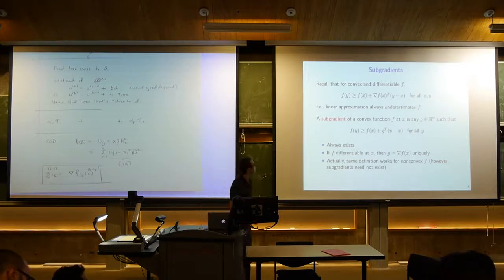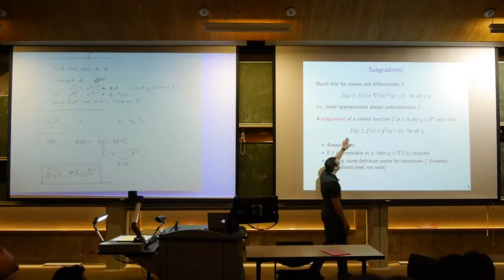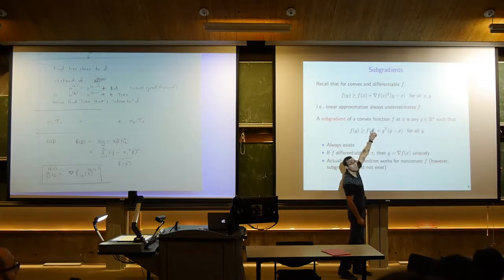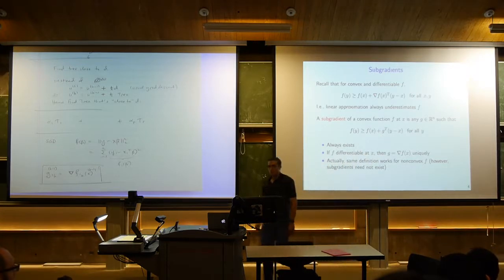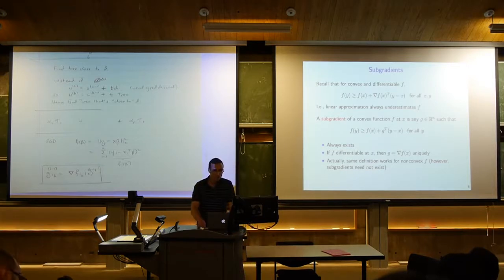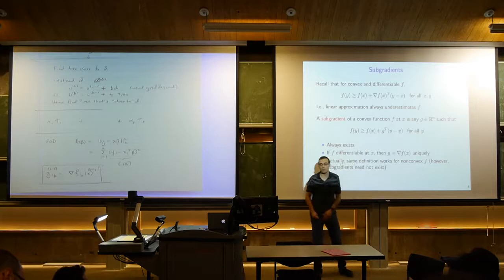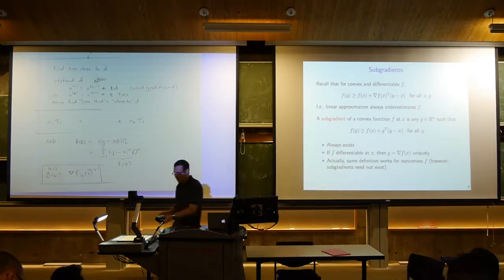A subgradient: if you give me a convex function f, then a subgradient of my function is just any vector g that takes the place of the gradient and makes the analogy of that expression true for all y. It's any vector g that produces the following result: f of y is bigger than or equal to f of x plus g transpose y minus x.